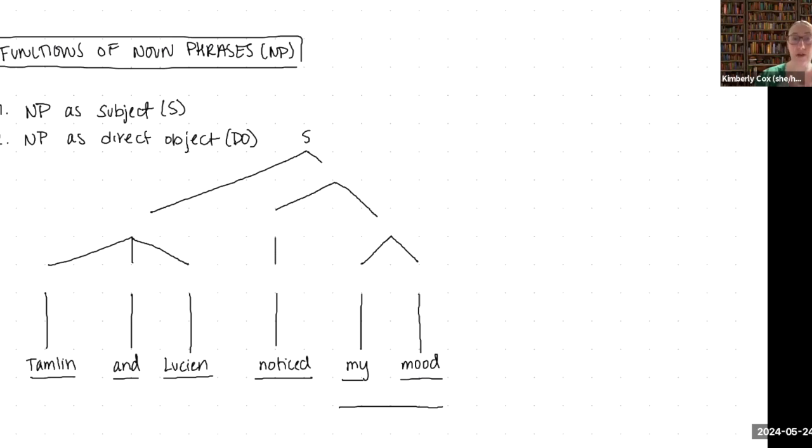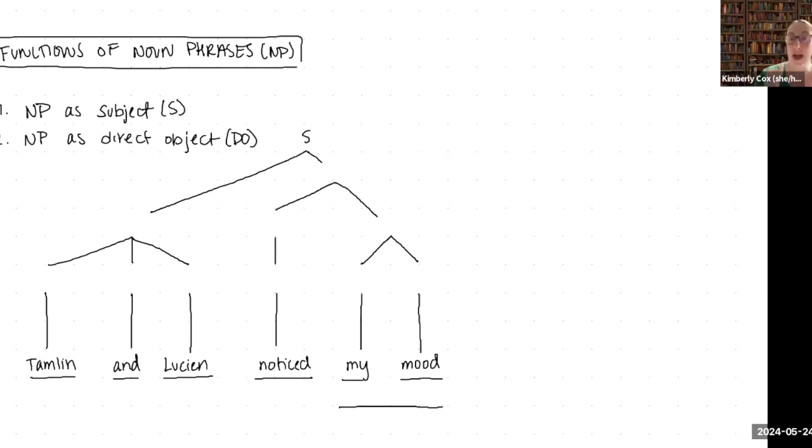As you see here, the first two that we're going to talk about are the noun phrase as the subject and the noun phrase as the direct object. And I have a sentence for us at the bottom. These sentences come from Sarah J. Maas's A Court of Thorns and Roses. I thought it would be nice to be working with actual published text, so that's what we're going to do. The sentence that we're looking at is: Tamlin and Lucian noticed my mood.